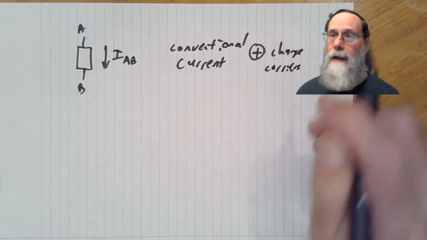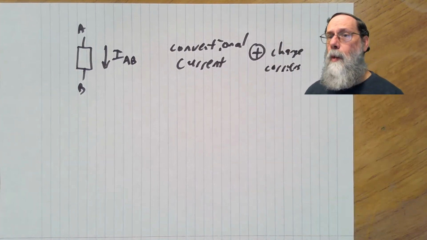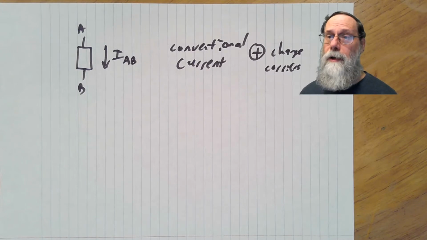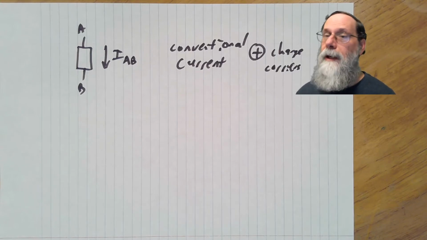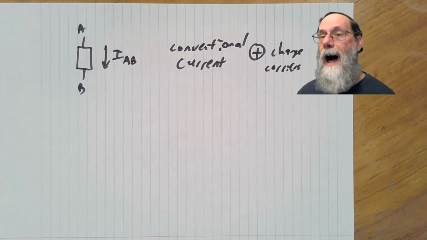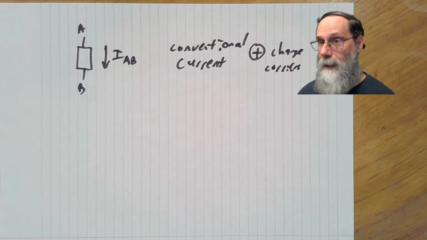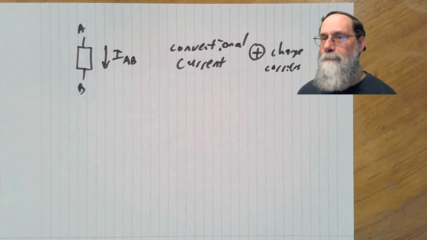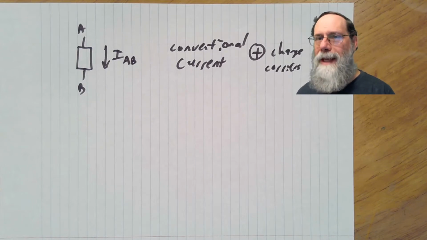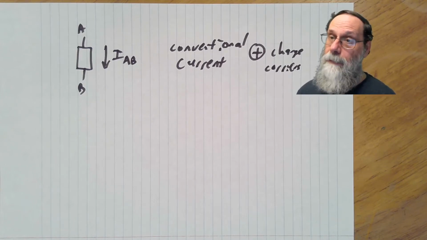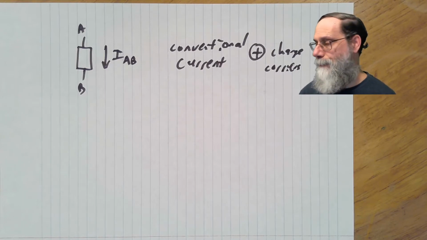Now, in a lot of cases, we're going to be having electrons as our charge carriers. In metals, for instance, the wires that we use, the charge is going to be carried by electrons, and the electrons are going to be moving in the opposite direction from what positive charge carriers would have been moving. And so a movement of electrons from A to B would be a negative current because it's negative charges moving from A to B.